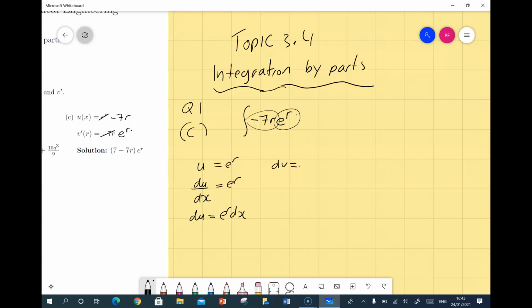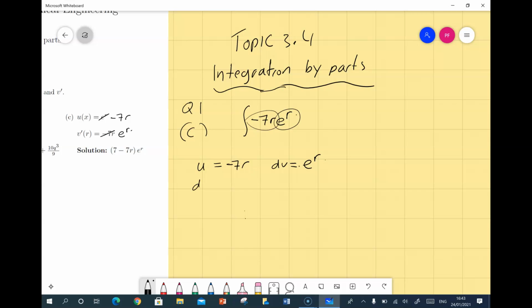I know if I keep differentiating minus 7r, I get minus 7, and if I differentiate that, I get 0. That'll always make that a better choice for u, as long as I can integrate e to the power of r, which I can. So I'm going to let u equal minus 7r and dv equal e to the power of r. Otherwise, it keeps repeating.